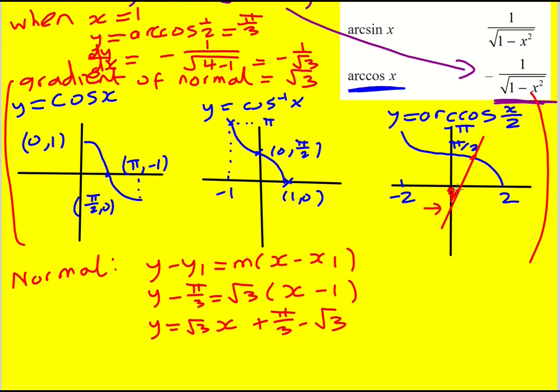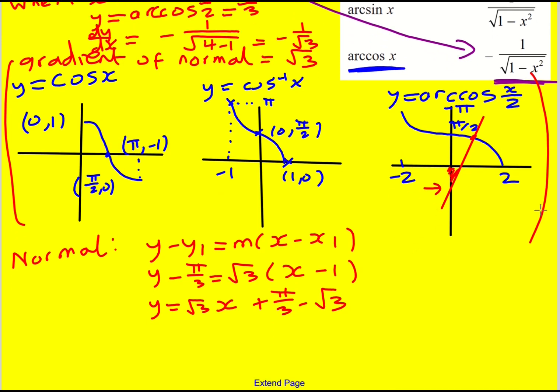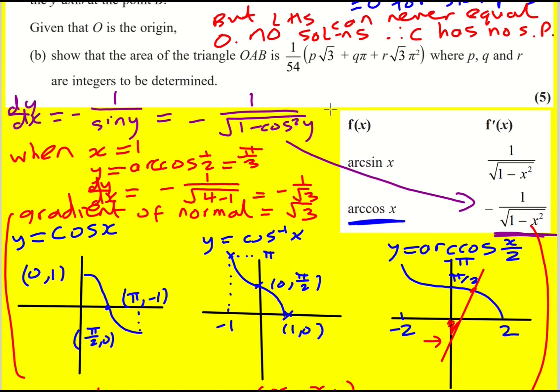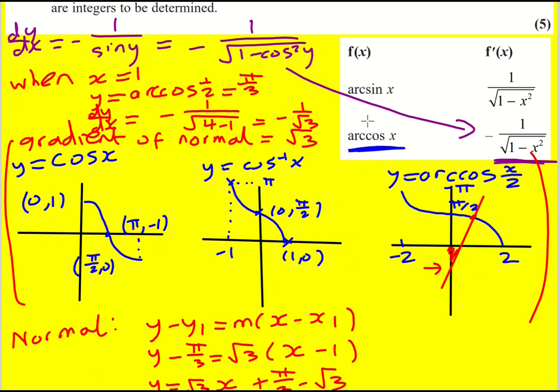Meanwhile, we're going to get a positive x-intercept. So I now want to find points A and B. Remember, A is where it crosses the x-axis, B the y-axis. So up here, A, here, B.